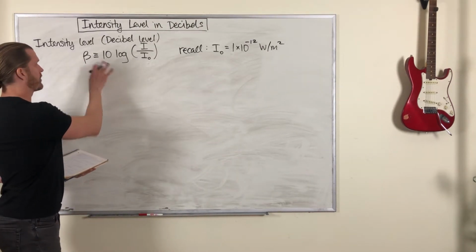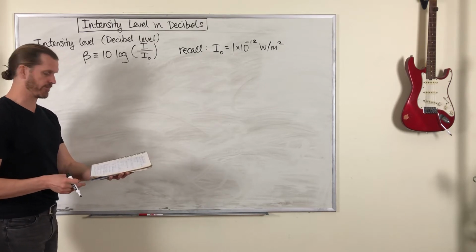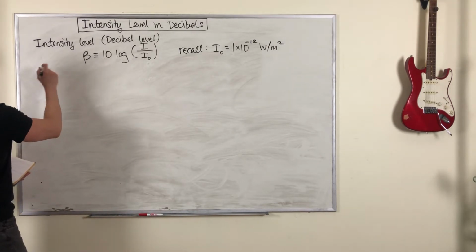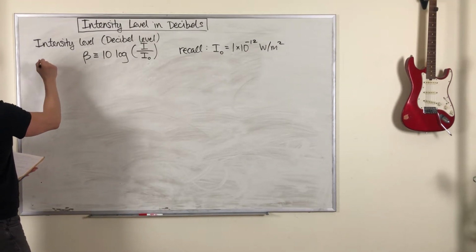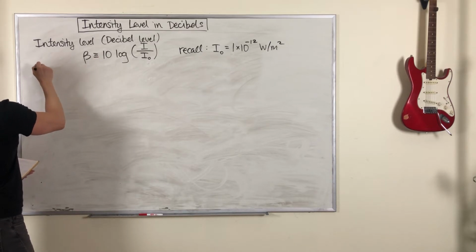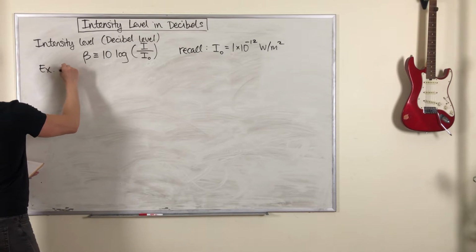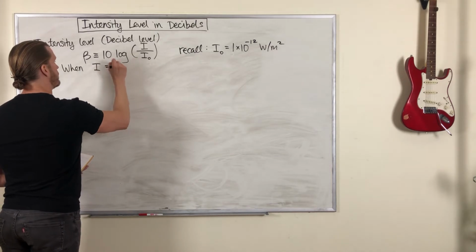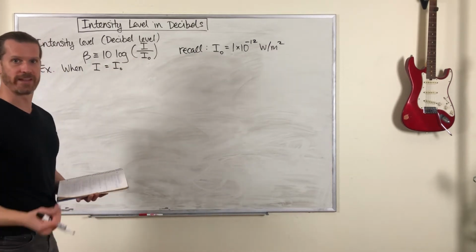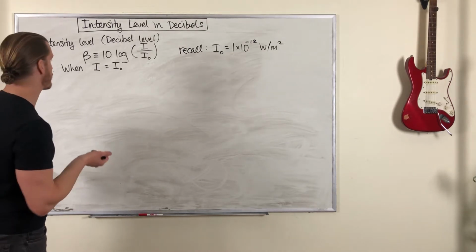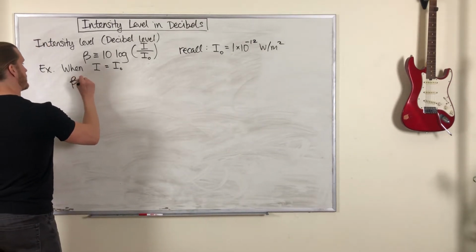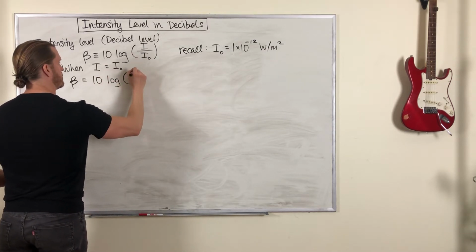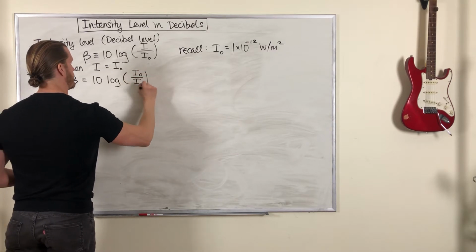So let's see some examples of decibel levels and how this calculation works. So for example, when the intensity of sound equals that threshold of human hearing, if you're playing the quietest possible sound that human ears can hear, then beta equals 10 times the log of I naught over I naught, or 10 log of 1.